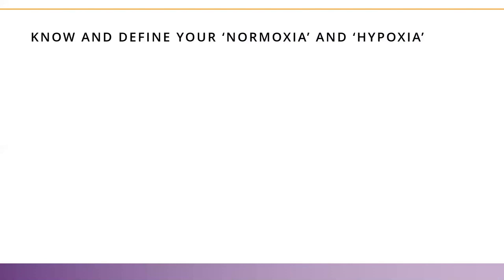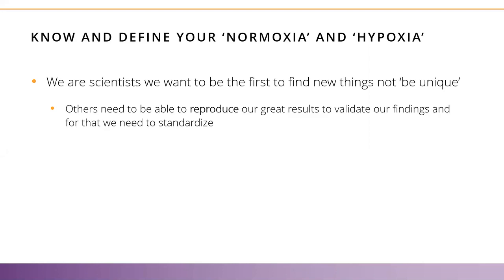So what I would definitely prefer, for the future and for your self-awareness, is that you know and define what your normoxia and your hypoxia is in your research. Now, why do I say this? Because we are scientists and we would love to be the first to find new things, but we would definitely not prefer to be unique, because we need others to be able to reproduce our great results, to validate our findings, and for that we need to standardize.